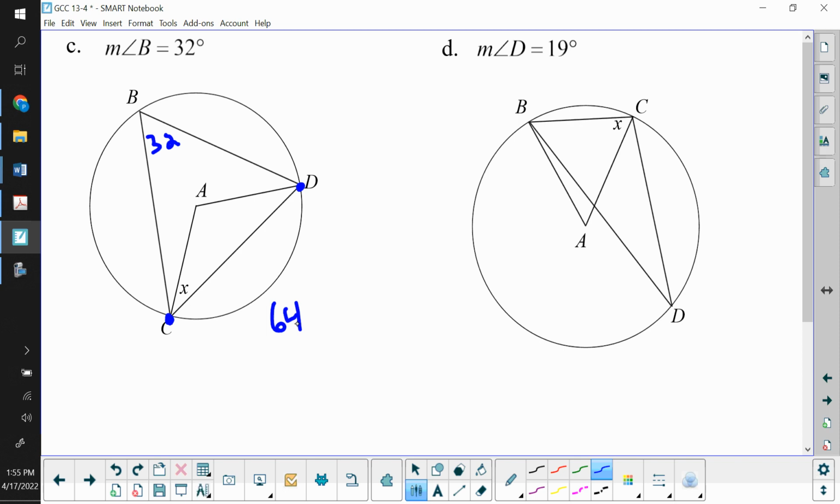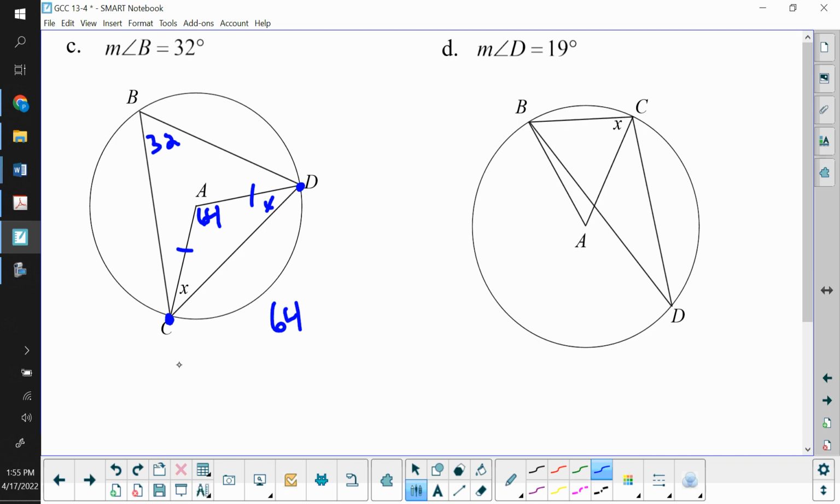If we make some connections, putting the last two problems together, angle A is a central angle opening up to 64, so this is 64 as well. And then we've got radii. AC and AD are radii, so they should be congruent, meaning our base angles in the isosceles triangle are the same as well. So we could call that x.